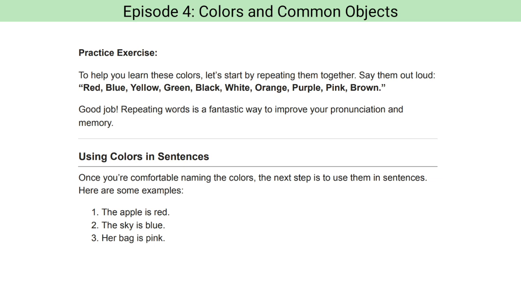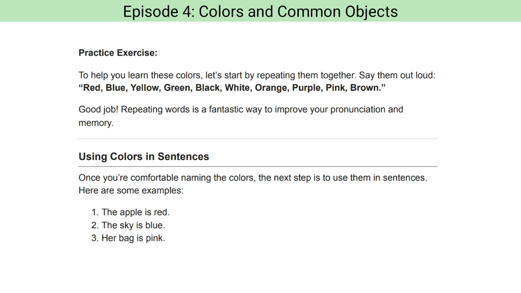Practice exercise. To help you learn these colors, let's start by repeating them together. Say them out loud: red, blue, yellow, green, black, white, orange, purple, pink, brown. Good job. Repeating words is a fantastic way to improve your pronunciation and memory.